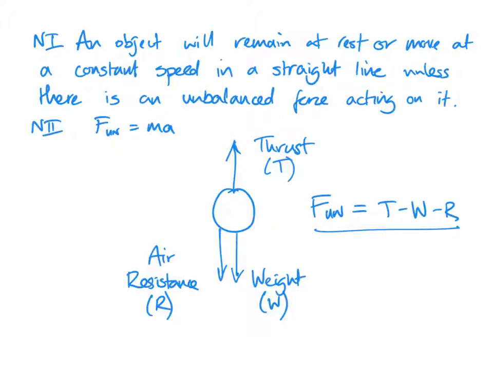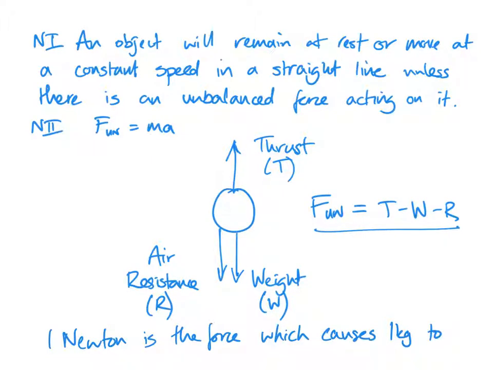Before we look at the worked examples, one other definition we need is the definition of the newton. Using this formula, F_net equals ma, we get the idea that 1 newton of force is the force which, if you look at the right hand side of the formula, ma, causes 1 kilogram to accelerate at 1 meter per second squared.